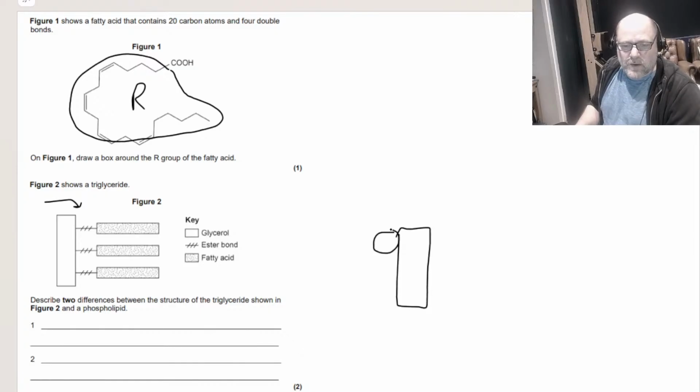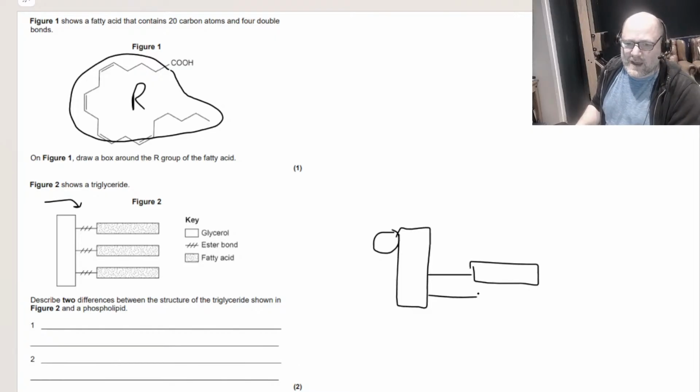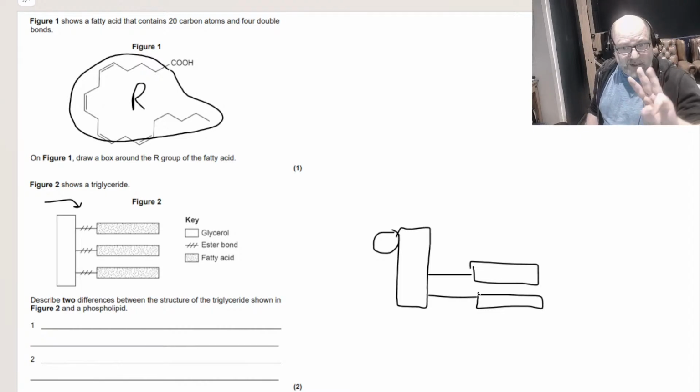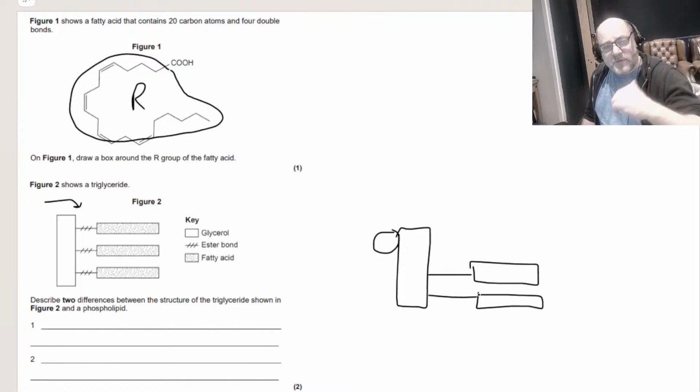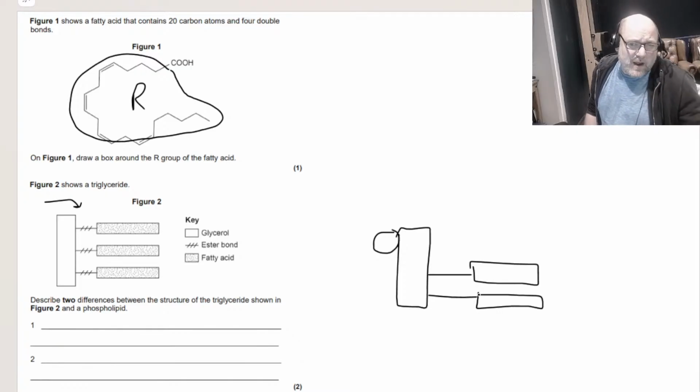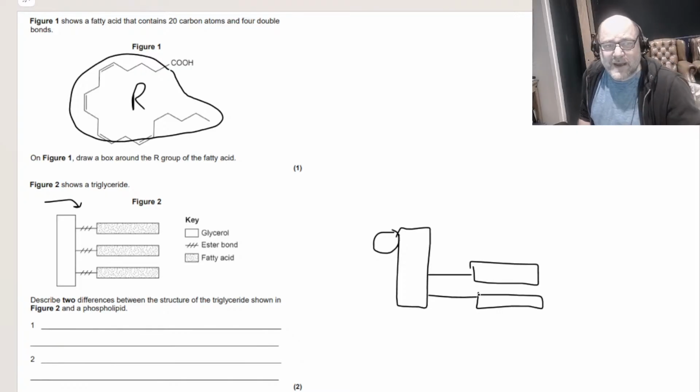So you're going to get a phosphate group in a phospholipid, which is not found on a triglyceride. Phospholipids have a phosphate head, and they have 2 fatty acid tails instead of 3. So there's really 2 main differences. I can't think of any more than 2: the phosphate group for the head and 2 fatty acid tails instead of 3.